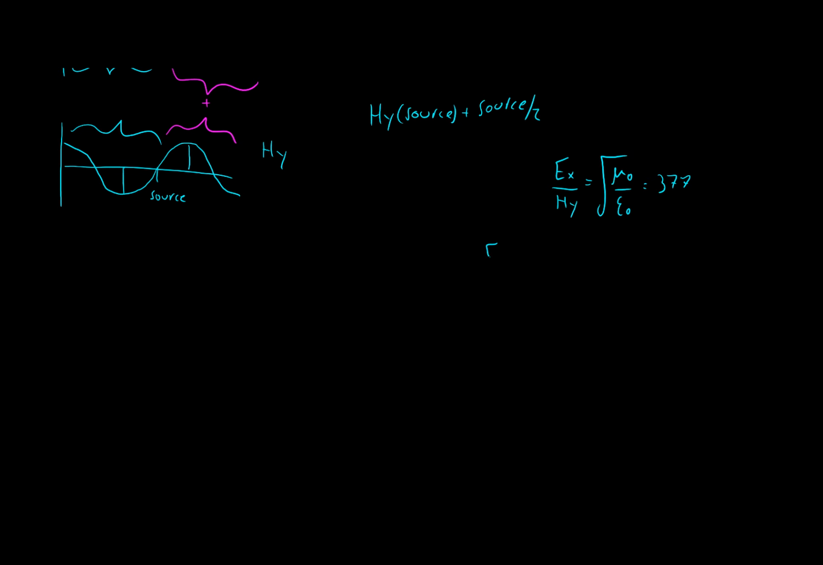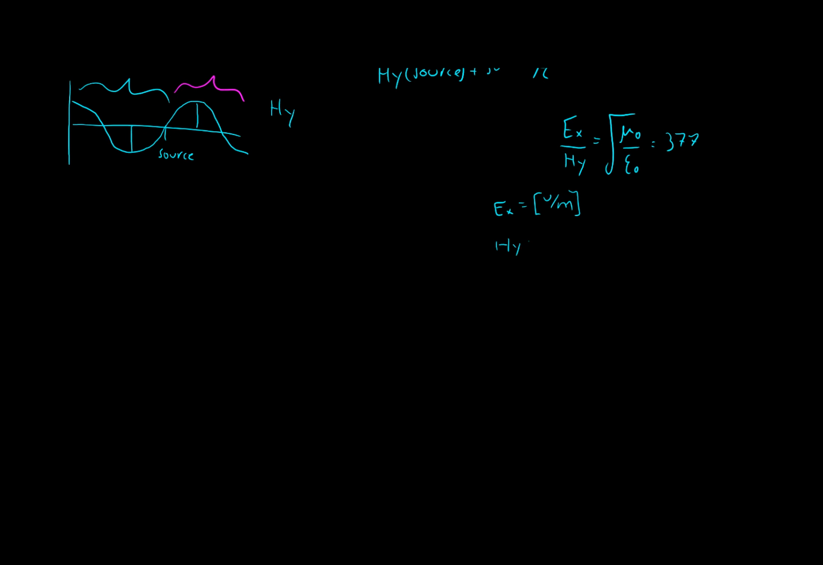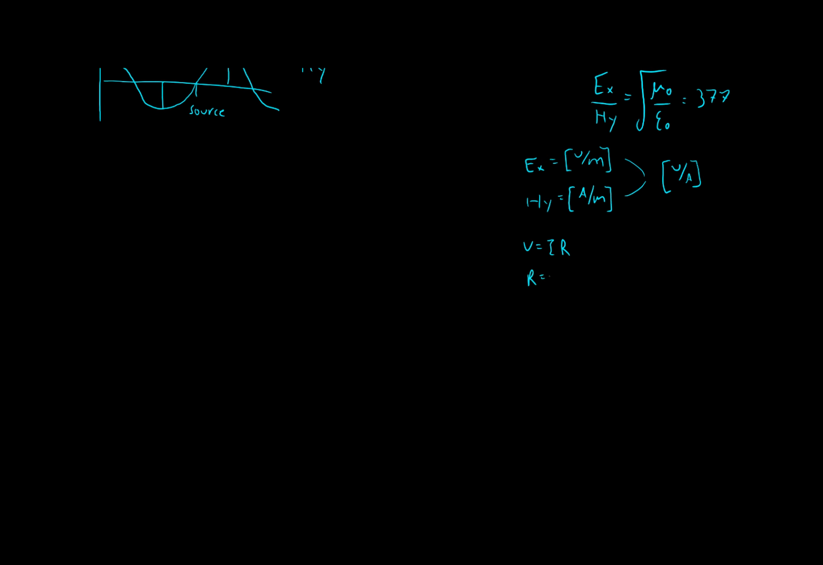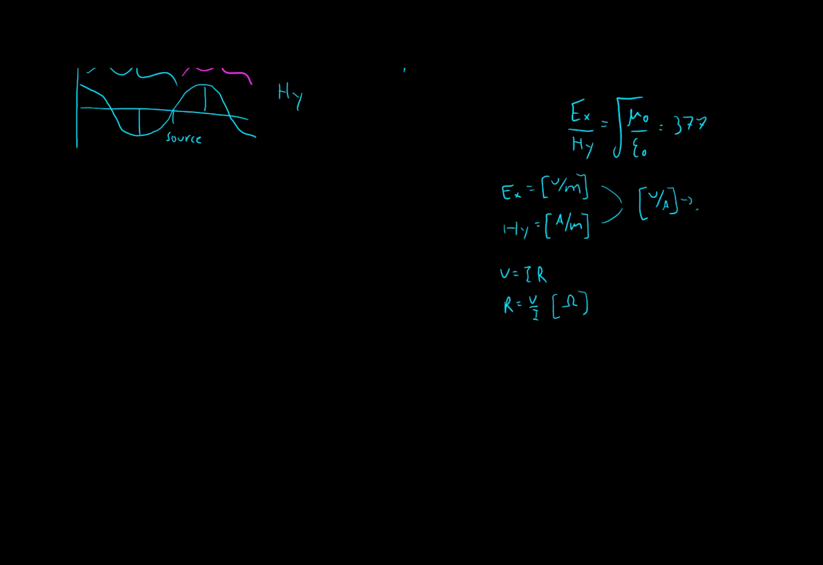Well, we know that Ex is in units of volts per meter, and Hy is in units of amps per meter. Dividing those two, we get units of volts per amp. Now, if you remember, V equals IR, so R is equal to V over I. And R is in units of ohms, which means that volts per amp is ohms.